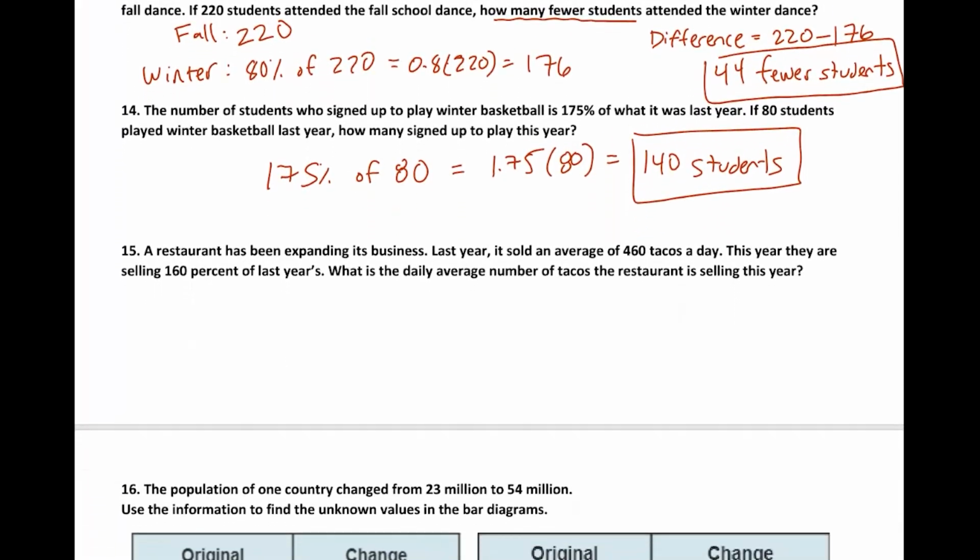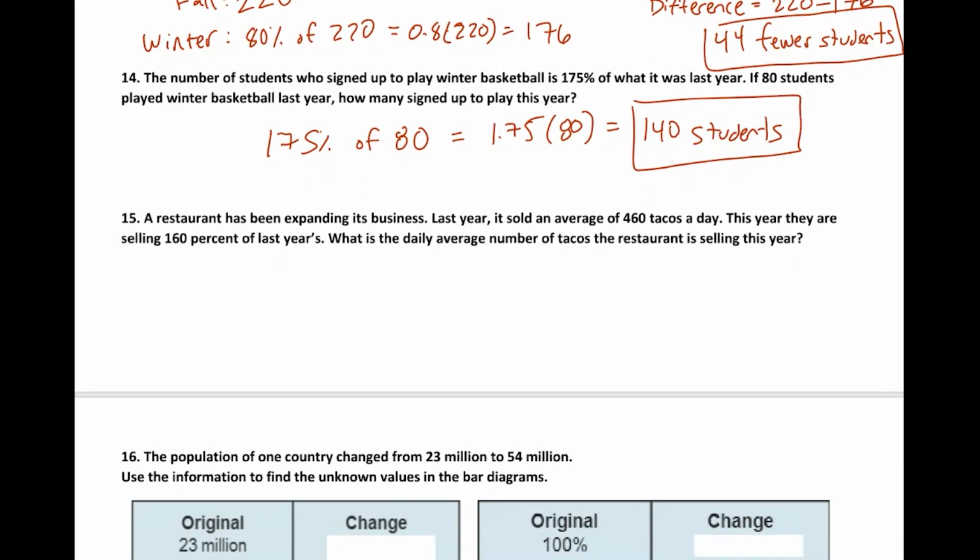Number 15 says a restaurant has been expanding its business. Last year, it sold an average of 460 tacos a day. This year, they're selling 160% of last year's. What's the daily average number of tacos the restaurant is selling this year? So in other words, we want to know what's 160% of 460. 1.6 times 460 is 736 tacos.